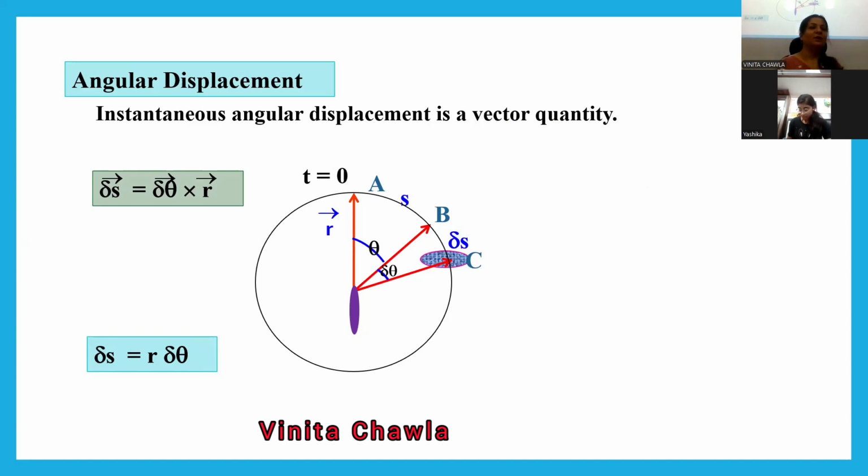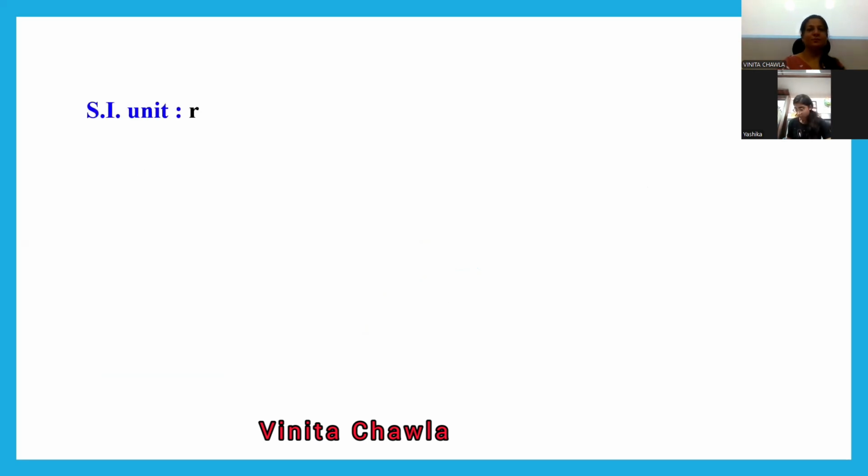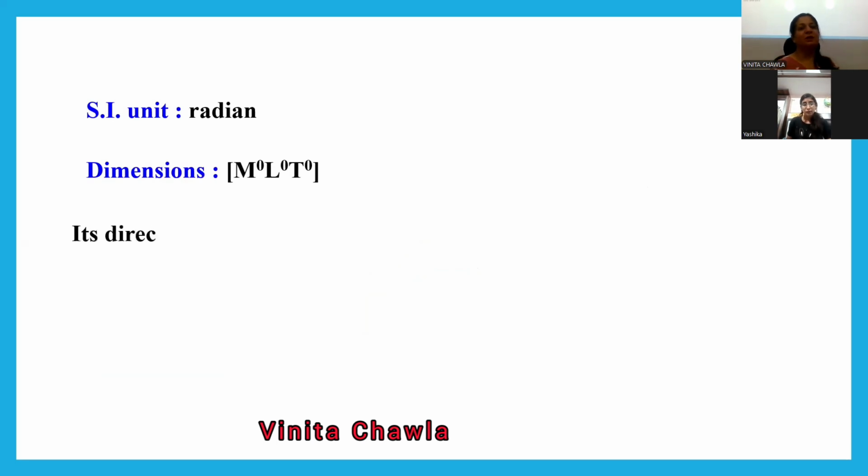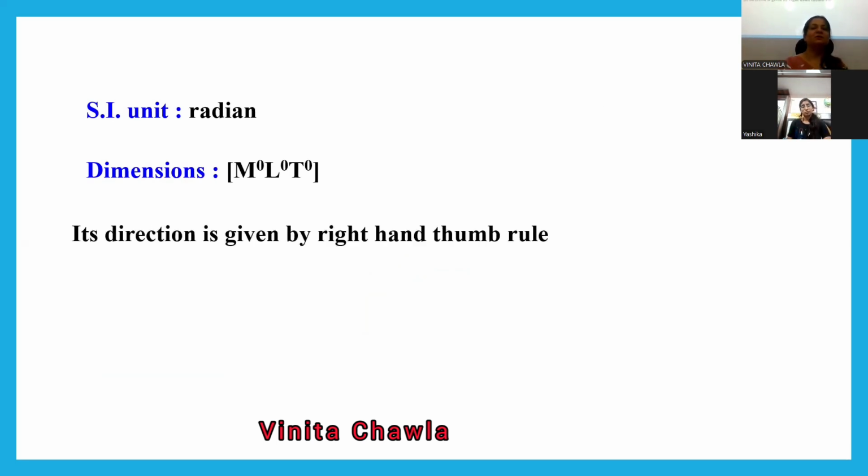In vector form, we write like this. The SI unit of theta is radian. Dimension is M0 L0 T0 because it is dimensionless. And what is the direction? How do we find the direction of theta? We can find the direction by the right hand thumb rule.